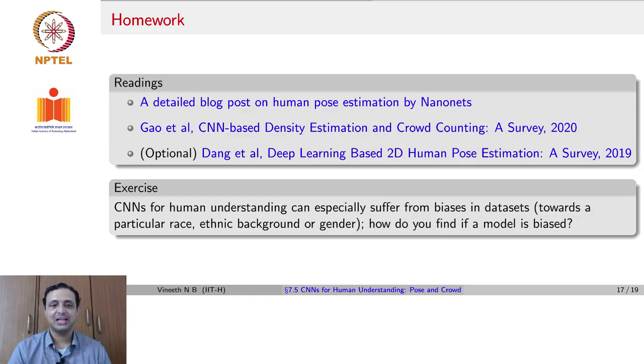The exercise for this lecture, or a thought experiment for this lecture, is CNNs, when used especially for human understanding, can suffer from biases in datasets. So depending on which race dominates the kind of people in a particular dataset for human pose estimation or face recognition, the decisions could be biased by those statistics in the dataset. Before we talk about addressing those biases, how do you first of all find if a model that you trained for a human-based task is biased? Think about it.